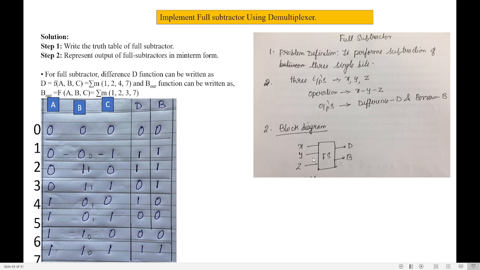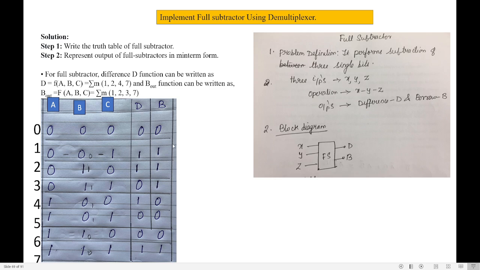How many inputs do you have? A, B, C, or X, Y, Z. Here I have considered them as A, B, and C. And you have two outputs. One is difference, the other one is borrow. You know, there are three inputs. It means 8 combinations: 0 0 0, 0 0 1, 0 1 0, 0 1 1, till 1 1 1.